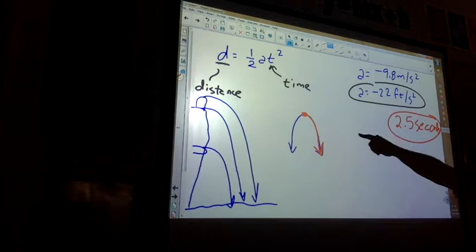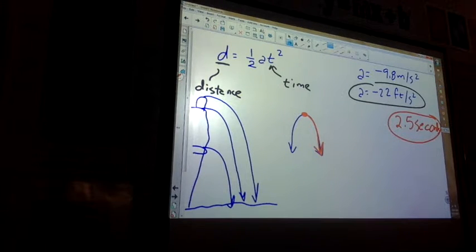One hits the ground way out that way, this one hits at your feet, but the acting force on it is the same. And people are like, oh, what about wind resistance? Okay, wind resistance is a horizontal effect. It's not a vertical one. So they hit the ground at the same time.